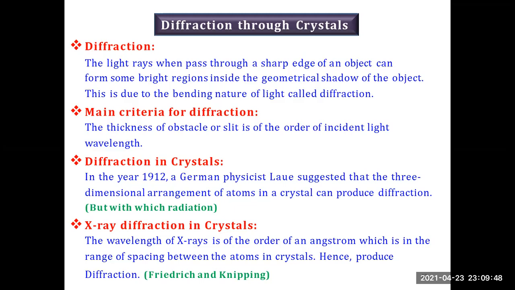Various properties of the crystal. So how are we going to study that? By using either X-ray, electron beam, or neutron beam. What we are doing here is incidenting the X-ray on the surface of the crystal, and we want to study the properties of the crystal.